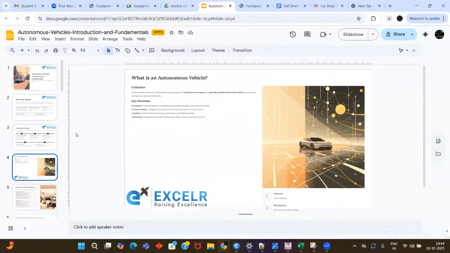Now, these are the 4 points that we discussed: perception, decision making, actuation, and connectivity. I hope people understood these. So now in the actuation, there are sensors that we were discussing.